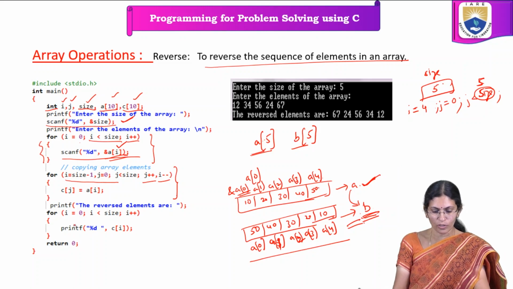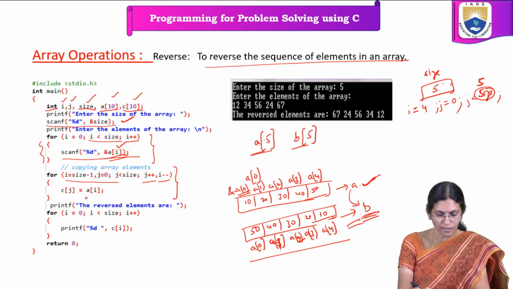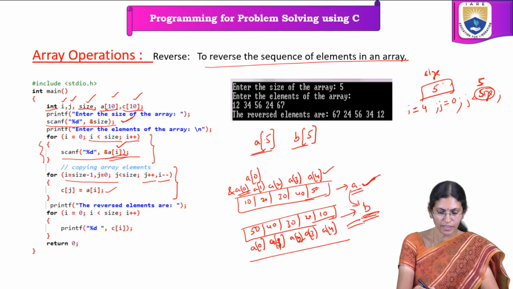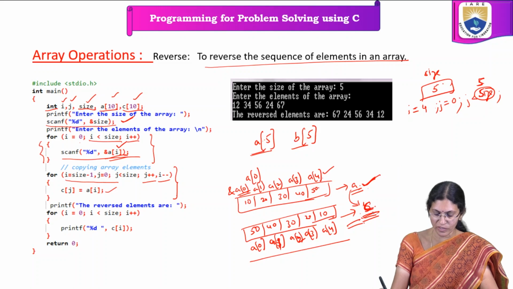Let us see how this loop operates. By using the assignment operator, we are copying the last element of array A into the array which is declared as C. So let this be C.